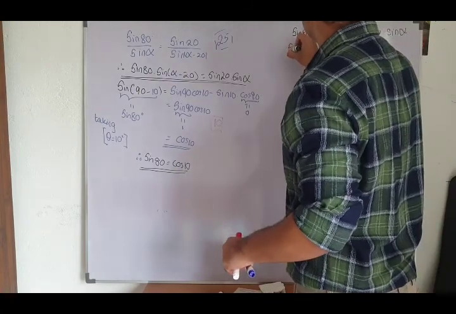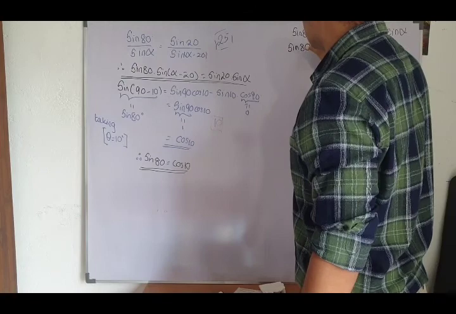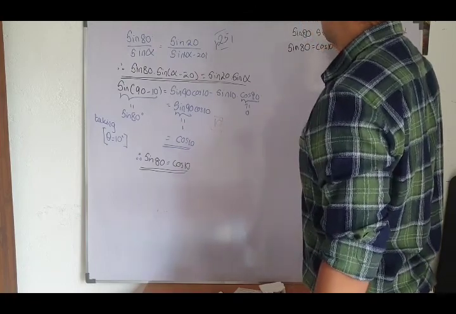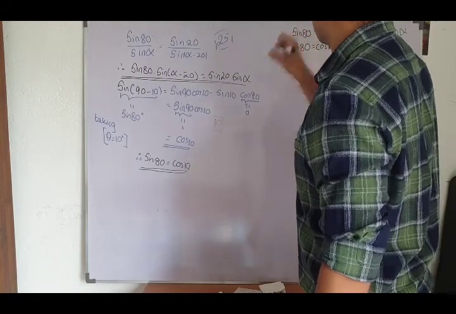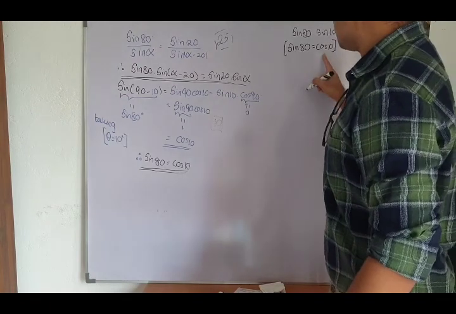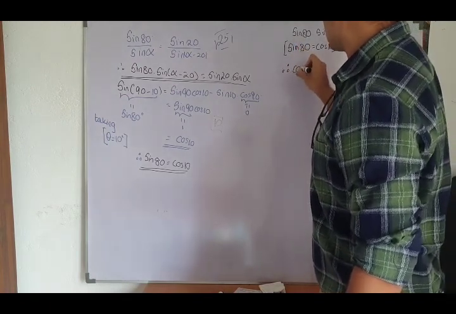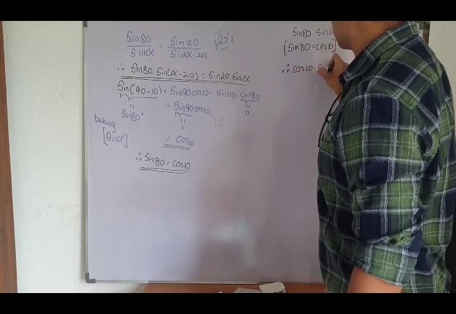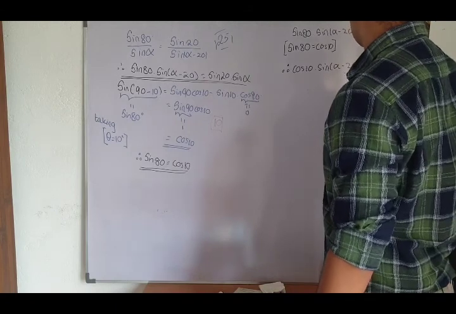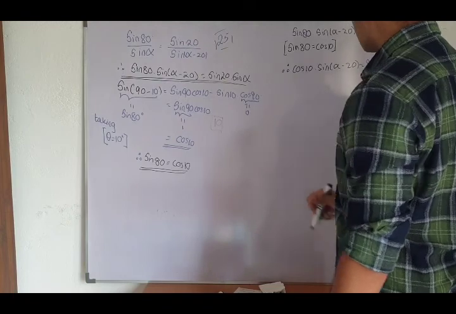Instead of sin 80, we can use this result: sin 80 is equal to cos 10. So instead of this, we can put cos 10 sin(alpha minus 20) is equal to sin 20 dot sin alpha.